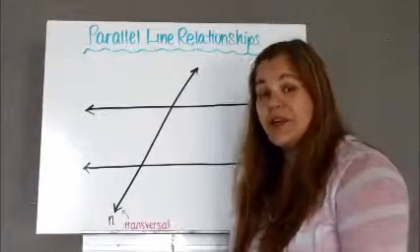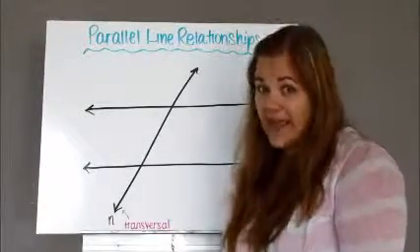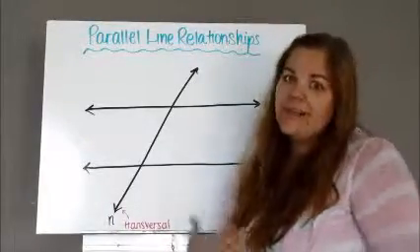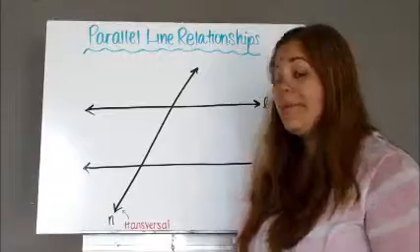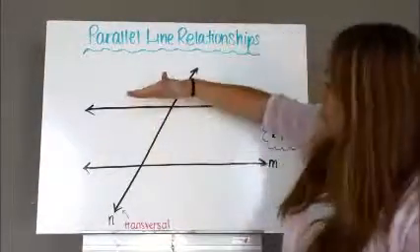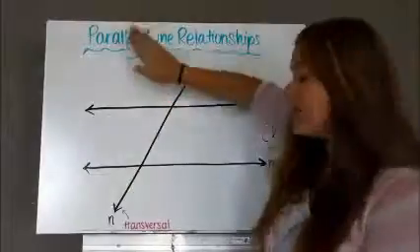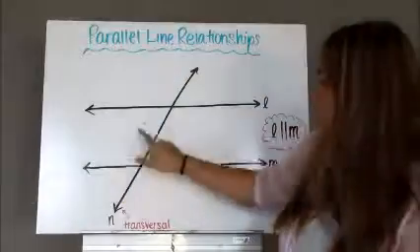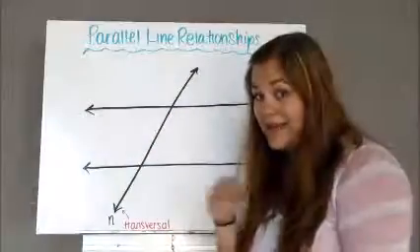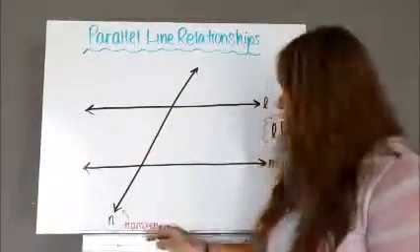The next type of relationship we're going to be looking at is alternate interior angles. Now, alternate means different. Interior means inside. So what that means is we're going to be looking inside of those two parallel lines. So we're not paying attention to anything that's up here, and we're not paying attention to anything down here. We're focusing on these four angles inside, interior, inside those parallel lines.